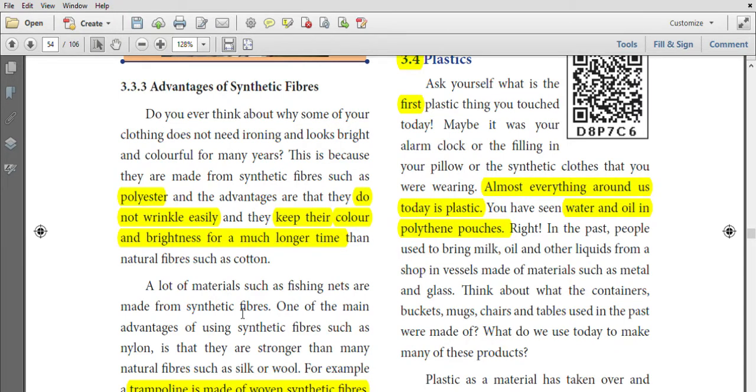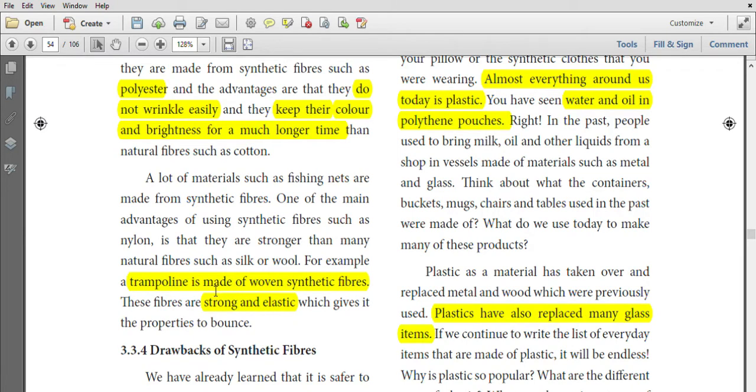Polyester does not wrinkle easily and keeps its color and brightness for a much longer time. This is the advantage of synthetic fiber. A trampoline is made from woven synthetic fiber. It is strong and elastic.